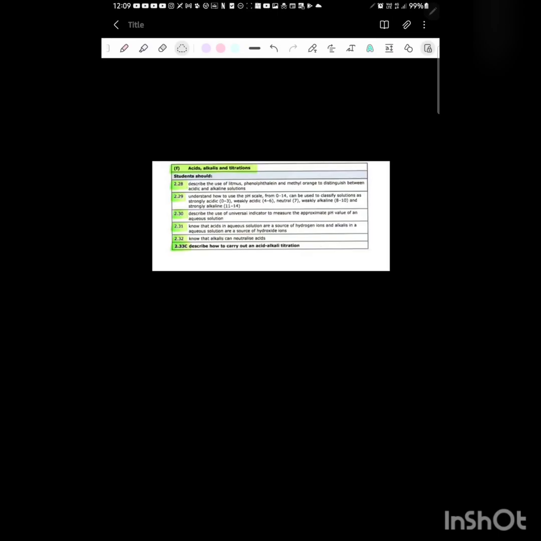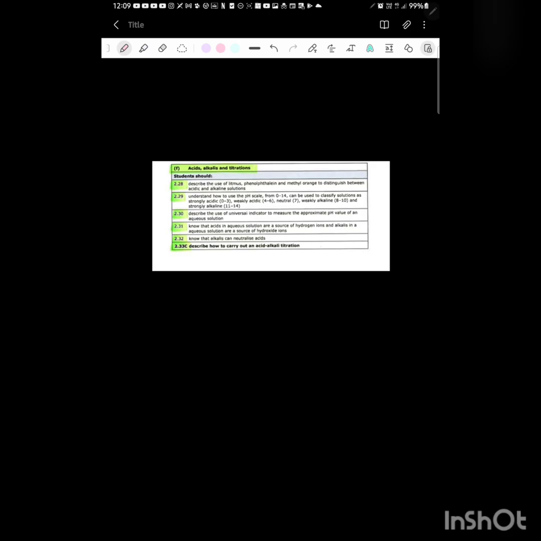Alright, so for all the topic 2 stuff, which is your inorganic chemistry, there's only 2 units you're going to need to know about. So the first one I'm going to talk about is acids, alkalis, and titrations. So these are just the spec points that you need to know, obviously. And then the first one's quite easy. It's just the different indicators you can use.